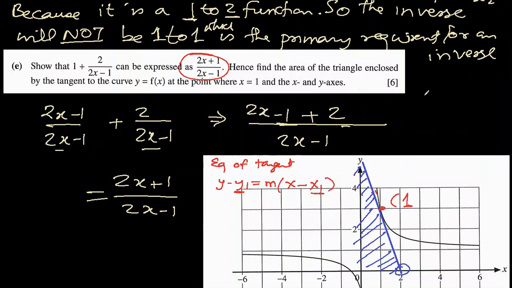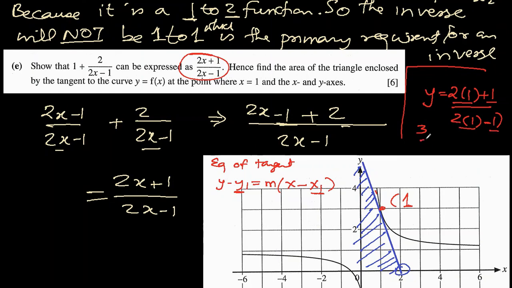So I will find y here. Let me find y. 2 times 1 plus 1 over 2 times 1 minus 1. So it will be how much? 2 plus 1, 3. And 2 minus 1 is 1. So the y coordinate is 3 and it was known to us here. Can you see? It was 3, but we have to confirm 1, 3 is the point. All right. So we know the y also now.